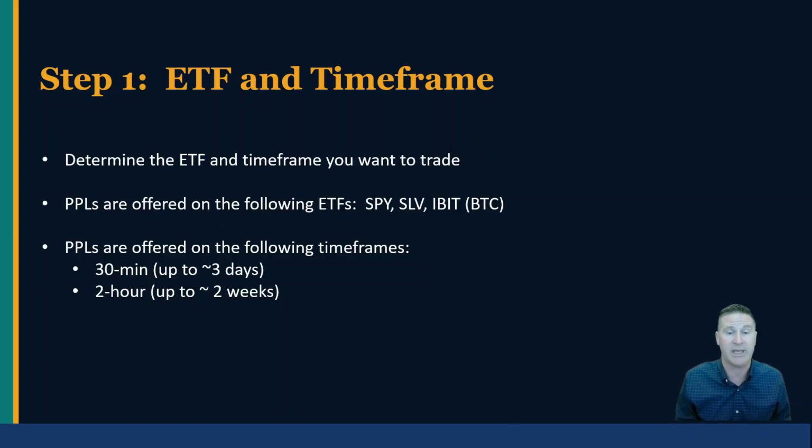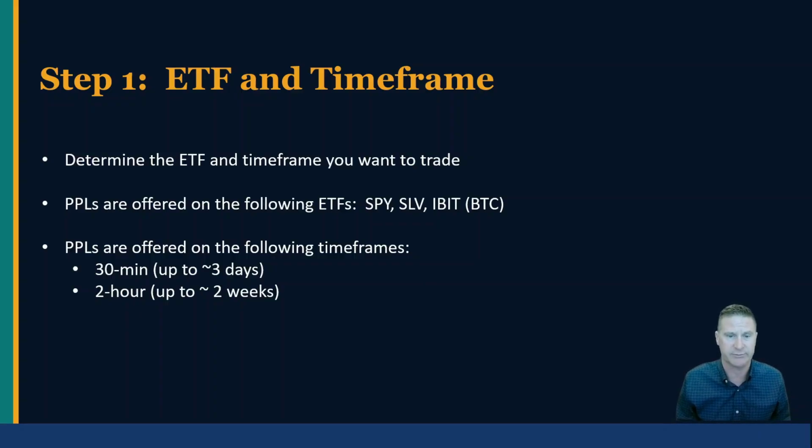Step 1, determine the ETF. Now I'll be tossing out lots of different types of ETFs for you on YouTube and over at elitewavetrader.net. But let's say, for example, we're working with SPY, SLV, which is silver, and IBIT, which is an ETF for Bitcoin. There's generally going to be two different time frames being offered to you. 30-minute PPLs, which are good for 1 to 3 day swing trade setups. And then also 2-hour PPLs, which are good for, let's call it, up to 2 weeks worth of swing trading.